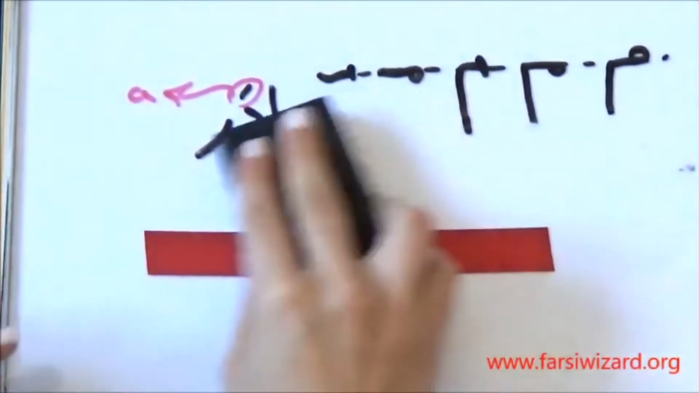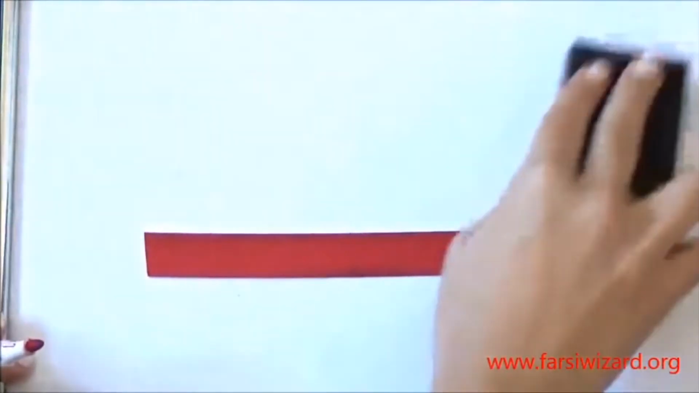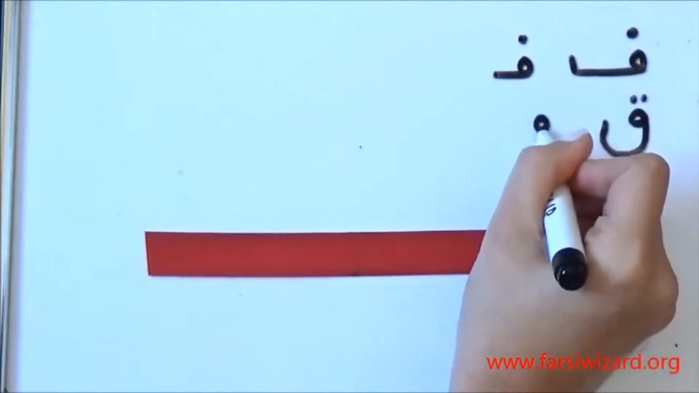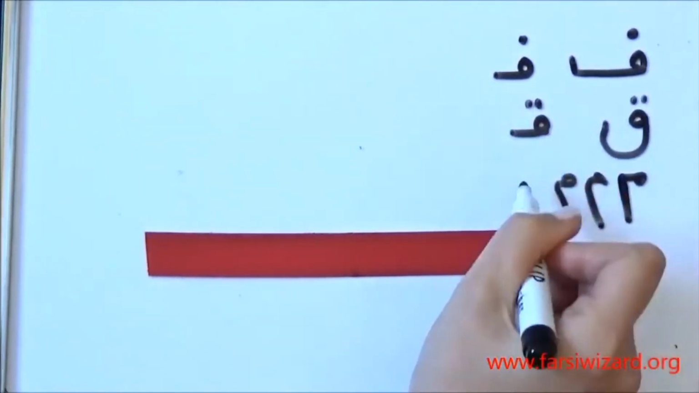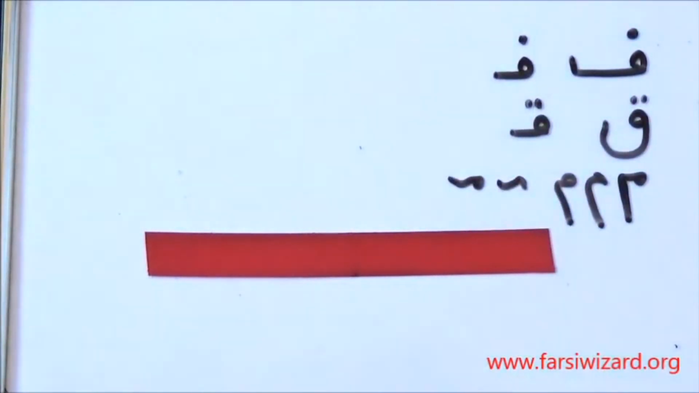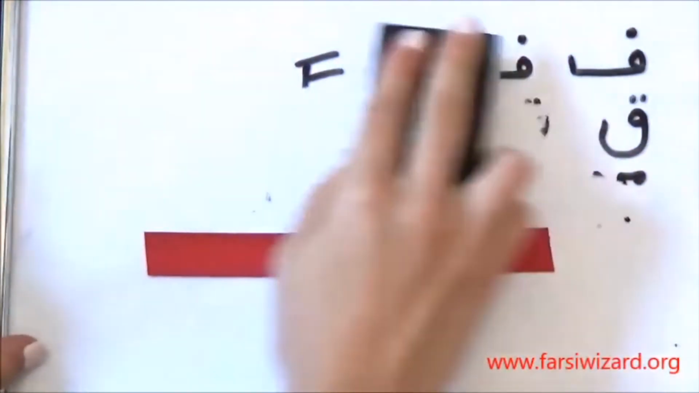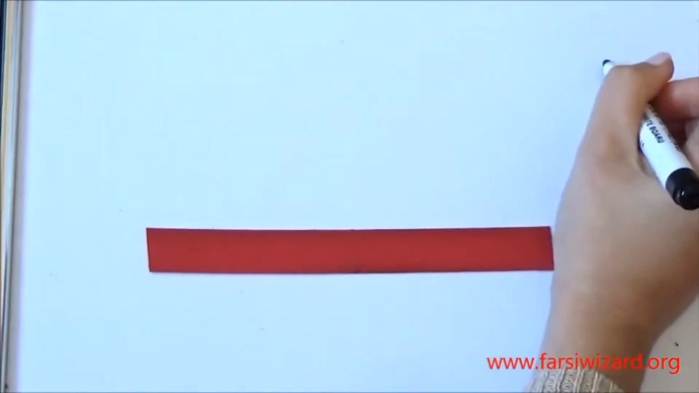Okay, at this point we're going to have a very quick visual review. I'm just going to put down these letters on the board and you will notice if you can remember them or not. I hope you did.